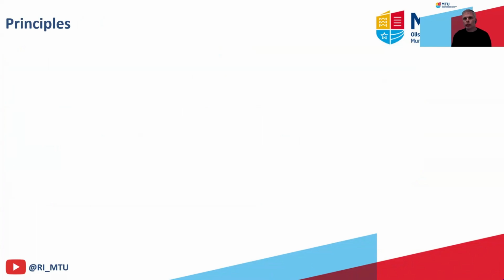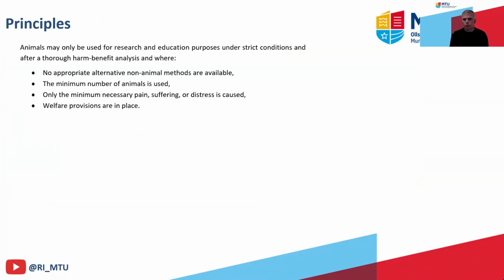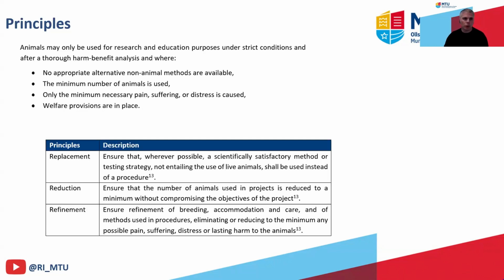Maybe just to say the principles of animal ethics that underpin those 5 documents. When we engage with animals, whether for teaching or for research purposes, it's where there's no appropriate alternative available, where the minimum number of animals are used, where the minimum necessary pain, suffering, or distress is caused, and where appropriate welfare provisions are in place. These are underpinned by the 3 R's as principles. I won't read them all out, but these are legislative principles: replacement, reduction, and refinement.